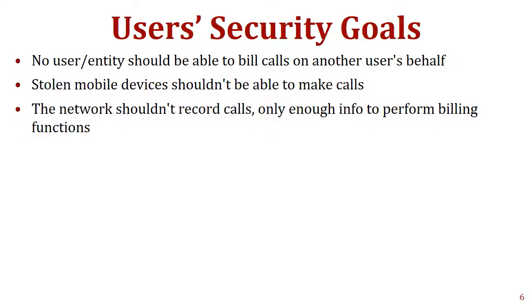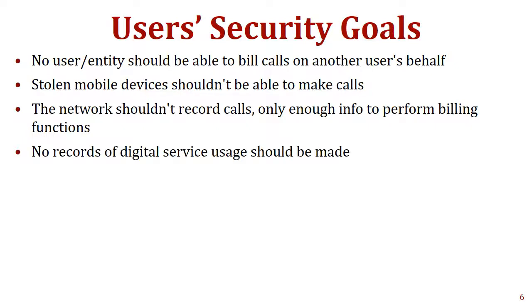And the network should not record calls and only provide enough information to perform billing functions. So users want to have privacy even though they are using the mobile telecom services. And no records of digital service usage should be made. So basically, users will not want the carrier to know what websites they visit and what apps they are using, especially about specific data inside these websites and apps.